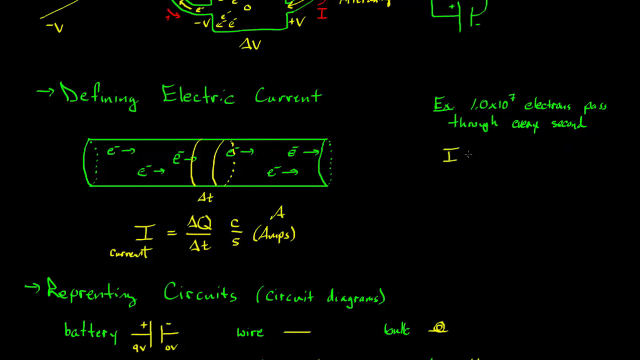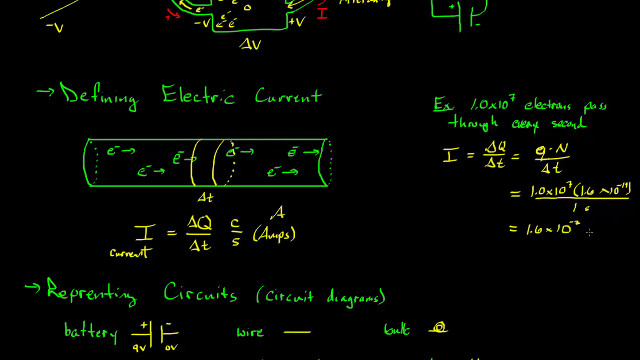The current would be the change in charge over the change in time. The charge would be the charge on an electron, we'll say Q, times the number of electrons, divided by delta T. So we get 1.0 times 10 to the, I'm sorry, that's the number, that's the N, times the charge on an electron, which is 1.6 times 10 to the negative 19, divided by 1 second. And when we do that, we get 1.6 times 10 to the negative 2 amps.